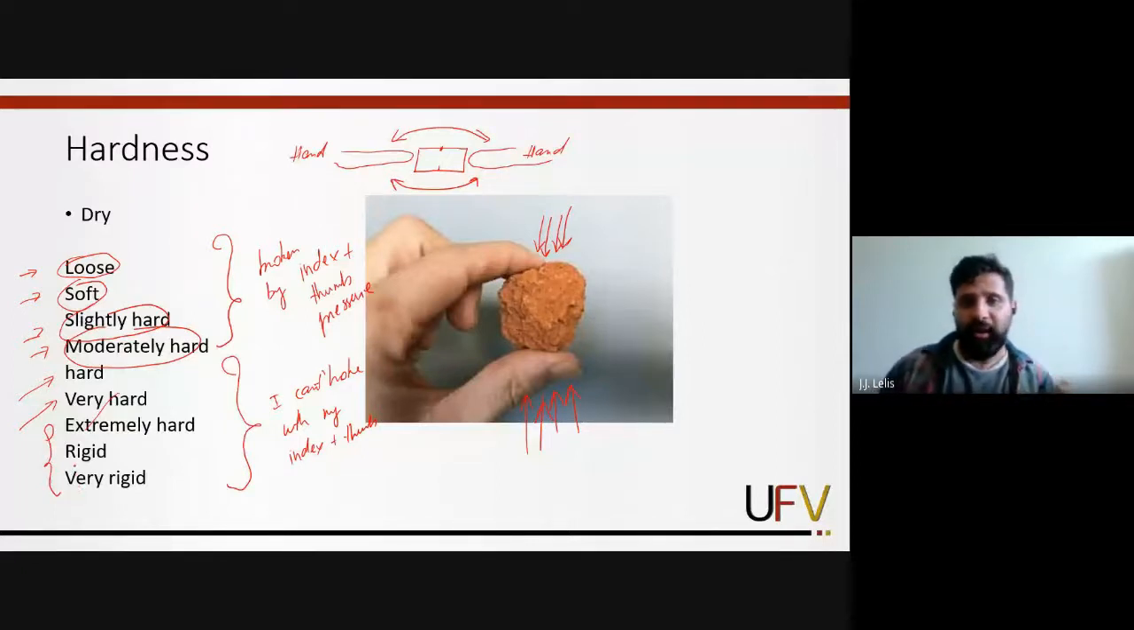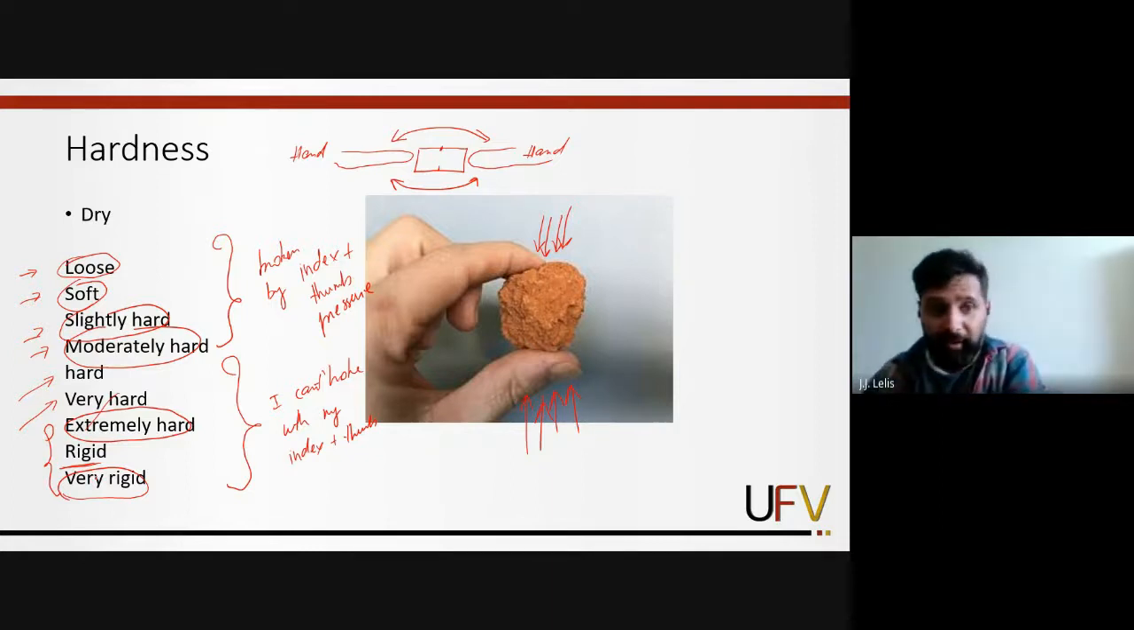If I use a tool that easily breaks the pad, I have extremely hard consistency. If I use a tool like a hammer and I can break my pad, but it's not so easy, I have a rigid consistency. And if even using a tool, I can't break my pad, my aggregate, I have a very rigid consistency.